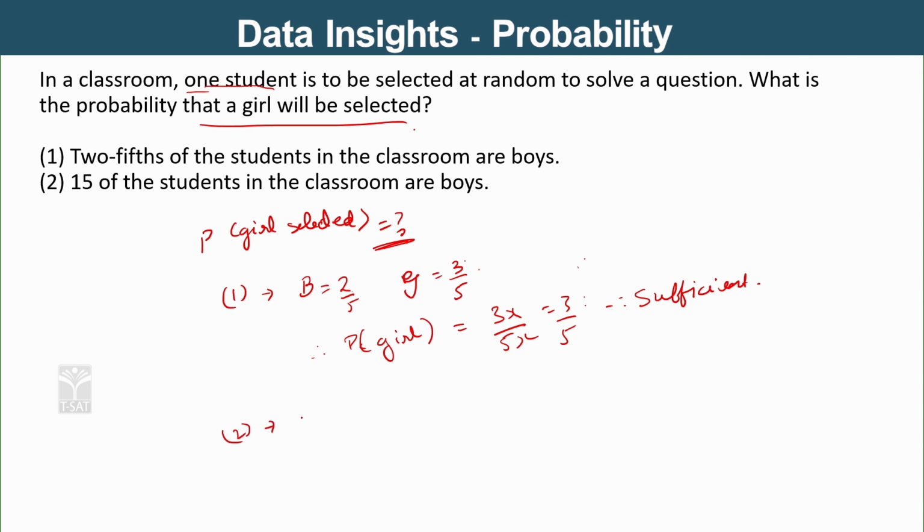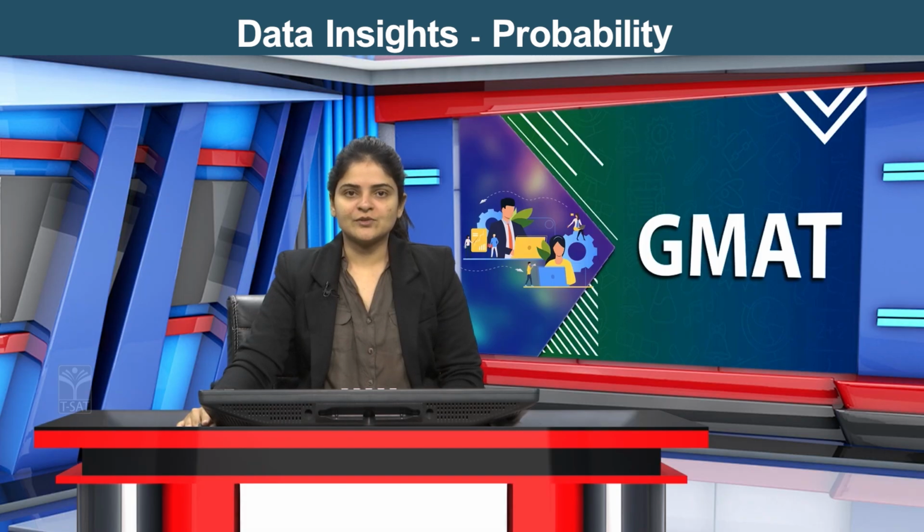Statement 2 says 15 of the students in the classroom are boys, but we do not know how many girls there are, and hence we do not know what the total will be. Therefore, you cannot give the probability of a girl being selected. So this information is clearly not sufficient. When statement 1 alone is sufficient but statement 2 alone is not, the answer option becomes A. Let's move to the next question now.